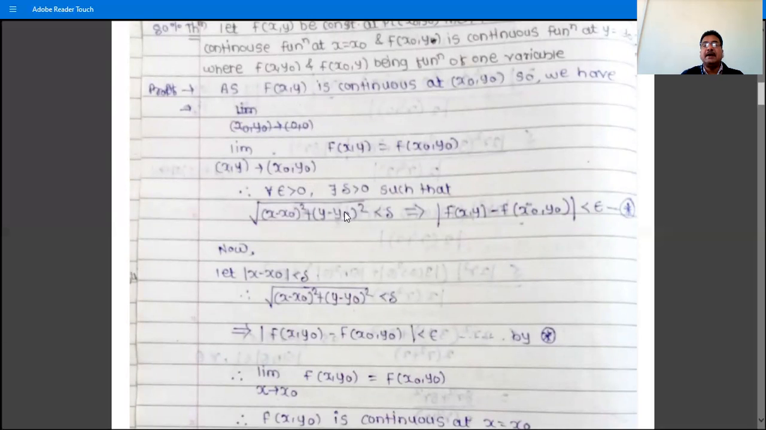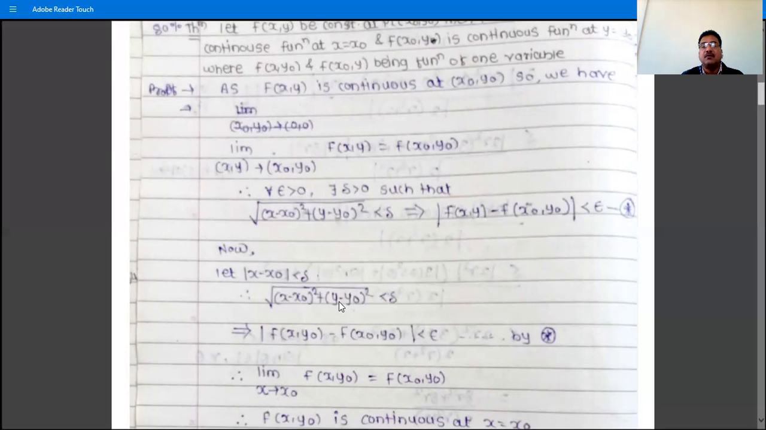And this implies, by using star, we have this. So here is (x - x0) squared, here is (y0 - y0), just write y as y0. So what this implies is |f(x, y0) - f(x0, y0)| < epsilon by star. If we have this, then we have this by using star.